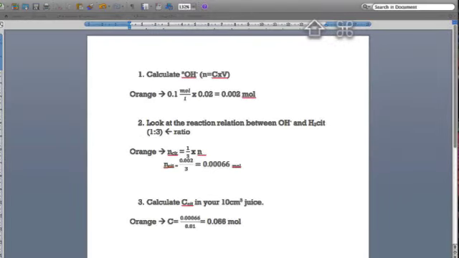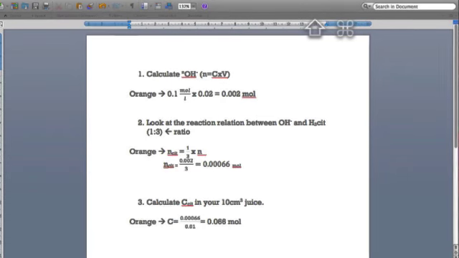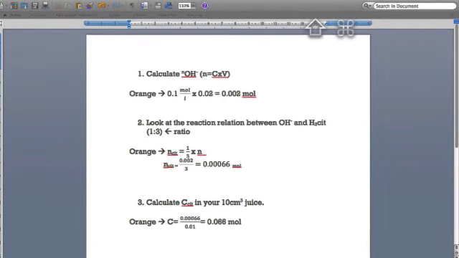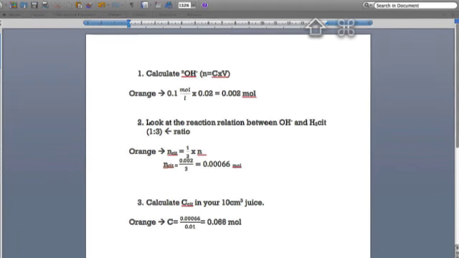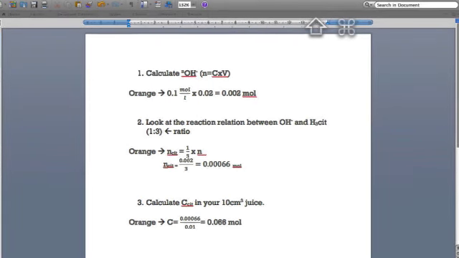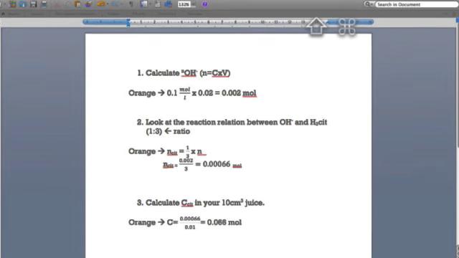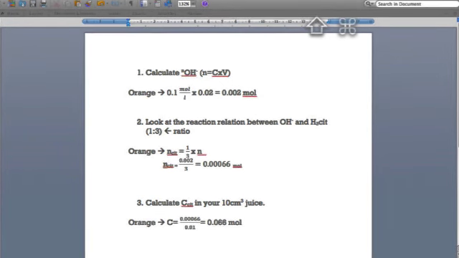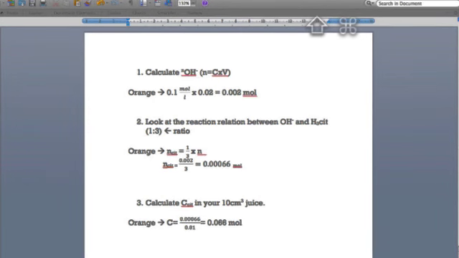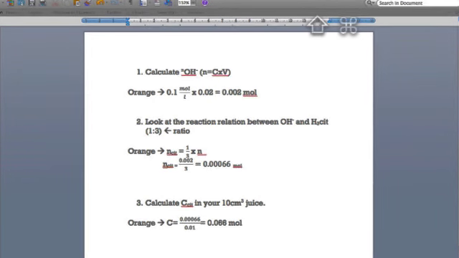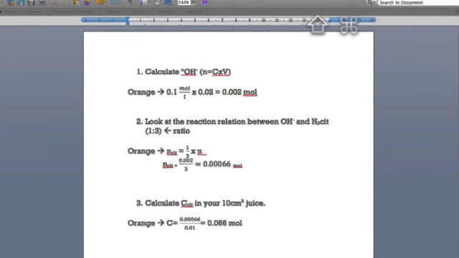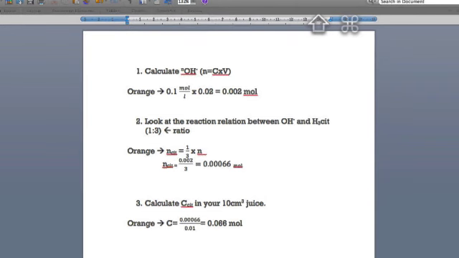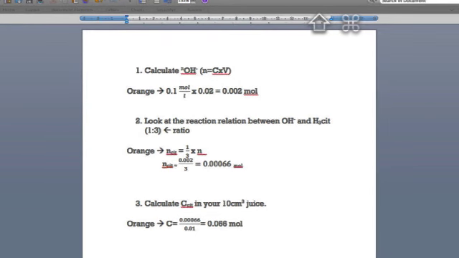That's for the lemons, and for the orange it is 0.1 mole per liter multiplied by 0.02 liters equals 0.002 mole. And the relationship between OH and H3-sit is N-sit equals 0.002/3, and the answer is 0.00066 mole. And then the calculation in the 10 centimeter cube juice, it's 0.0006 over 0.01 equals 0.066 mole.